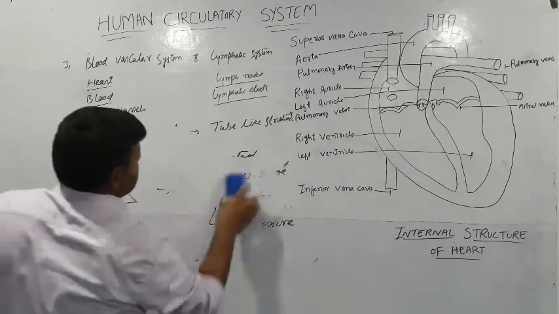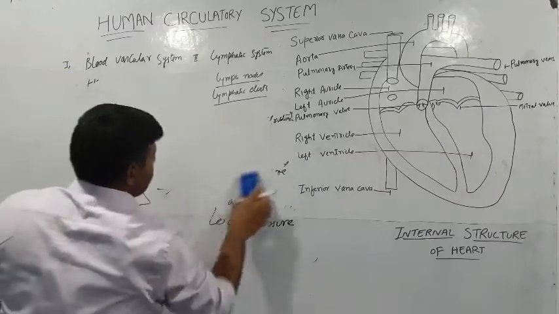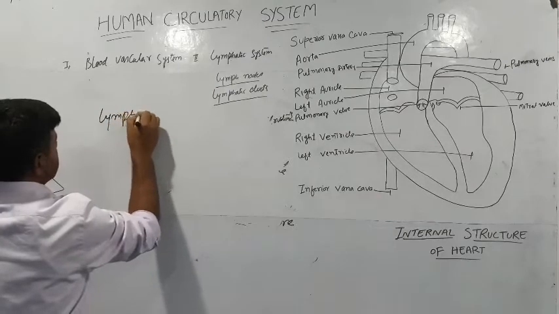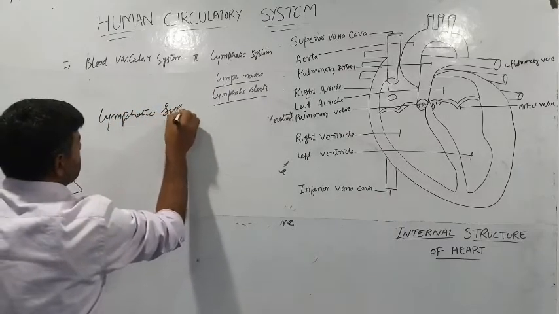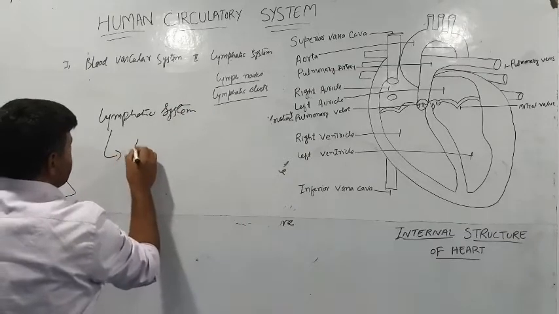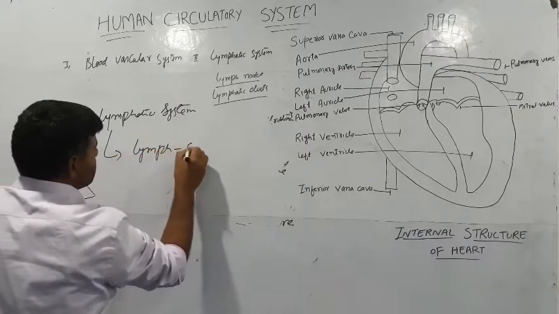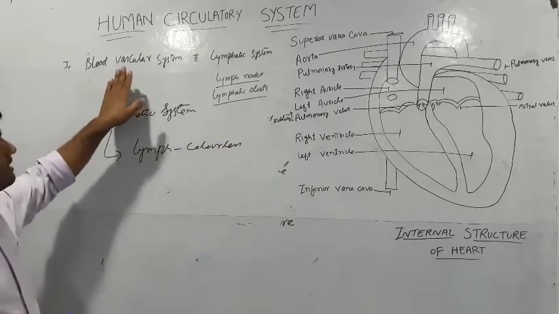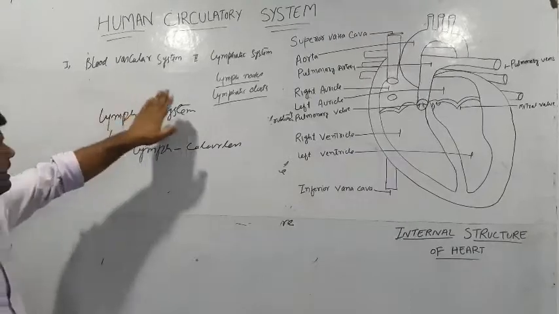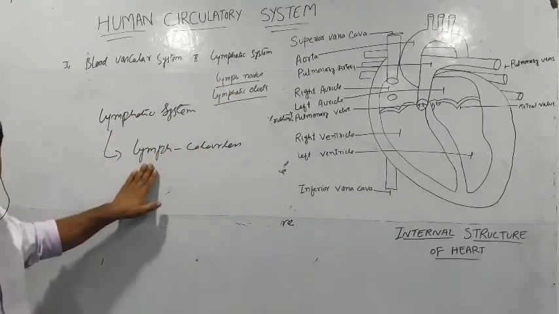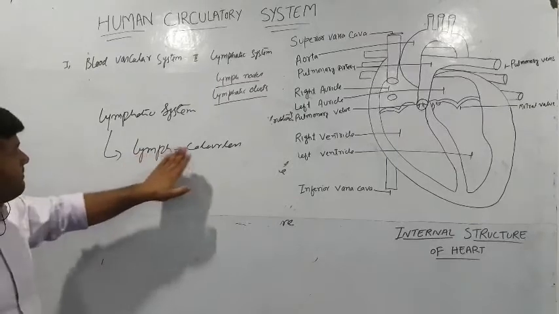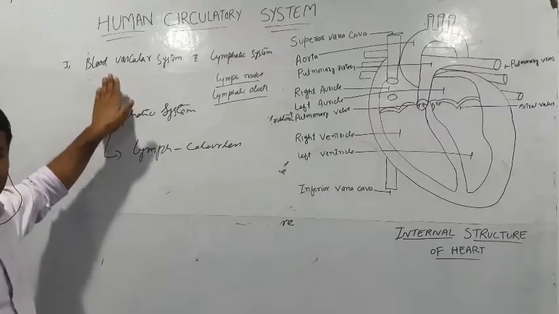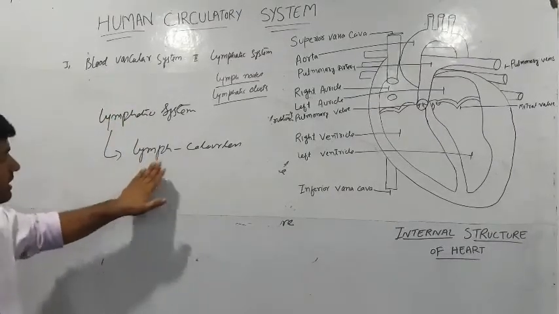Now let's talk about the lymphatic system. We have another system known as the lymphatic system, and in it we have lymph, which is colorless. In the blood vascular system, blood flows in arteries and veins, and in the lymphatic system we have lymph, a fluid that is also a connective tissue. This lymph is colorless, not having any pigment. Blood is red because of hemoglobin, but here we don't have any pigment, that's why it's colorless.